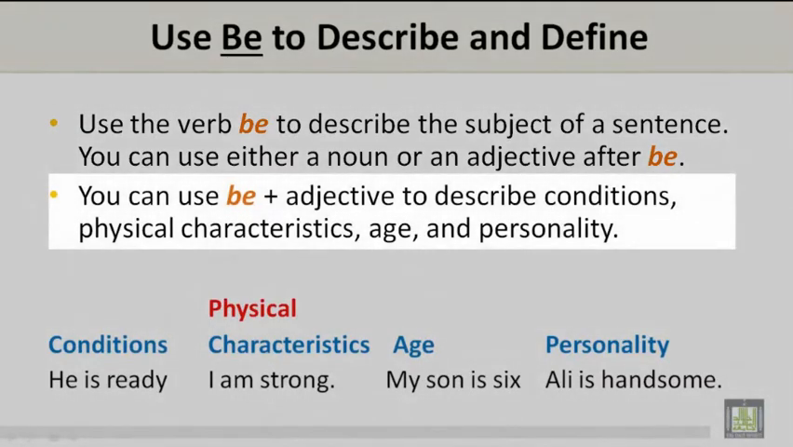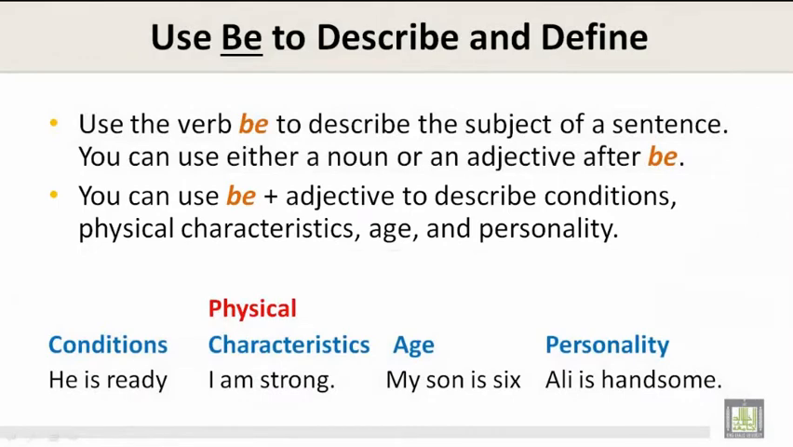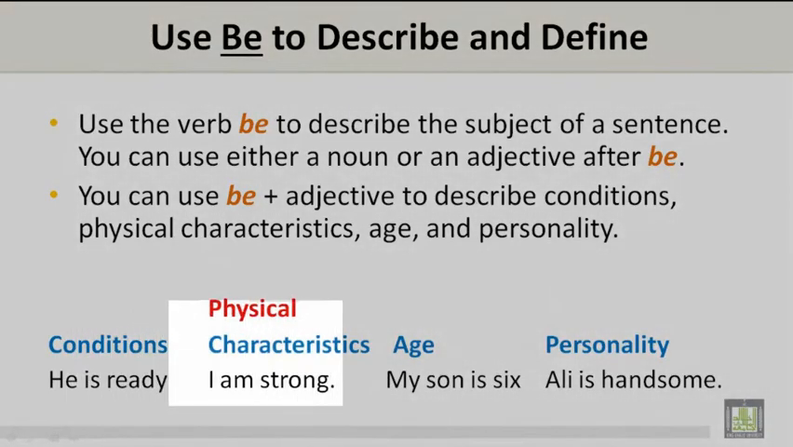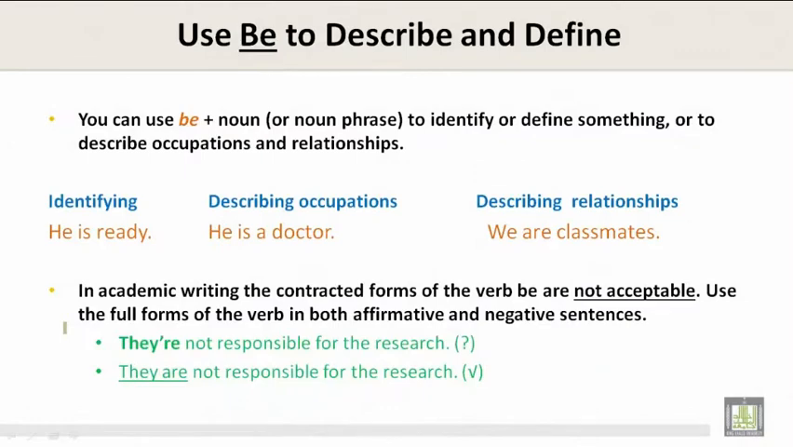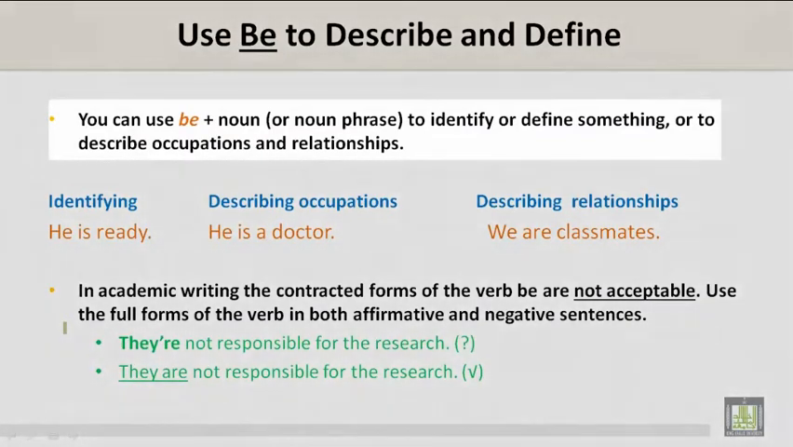You can use the verb be plus an adjective to describe conditions, physical characteristics, age, and personality. Let's take a look. Conditions: he is ready. Physical characteristics: I am strong. Age: my son is 6. Personality: Ali is handsome.